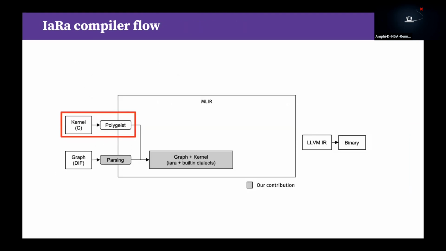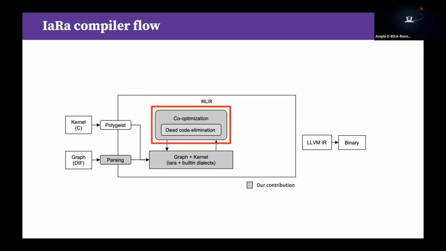Then we're going to reuse the C frontend from MLIR, which is built on top of Polygeist, an existing piece of software, and we're going to have both the graph and the kernel with the Yara dialect and built-in dialects for the C code. And now we are able to perform our co-optimization because we've got those two dialects in the same compiler, and we're going to try to do dead code elimination, which was not something that was easy to do at that level.